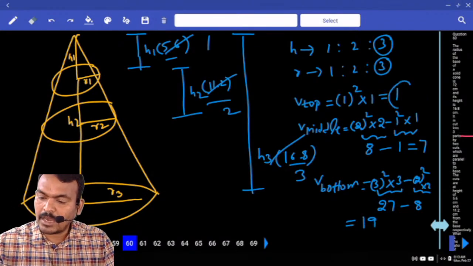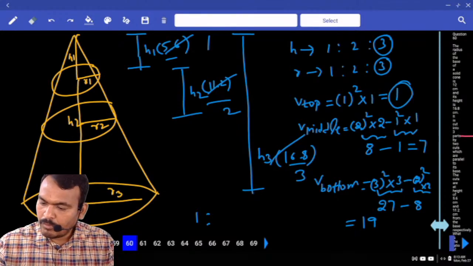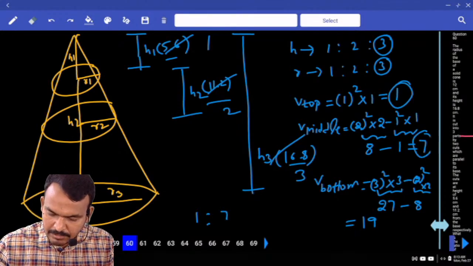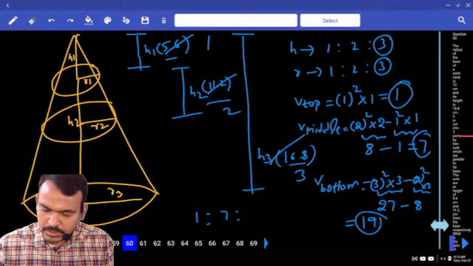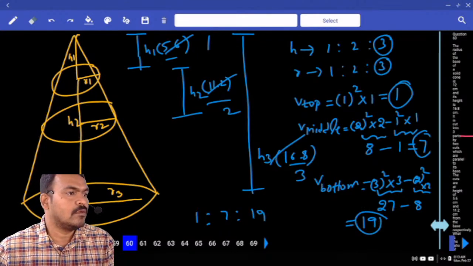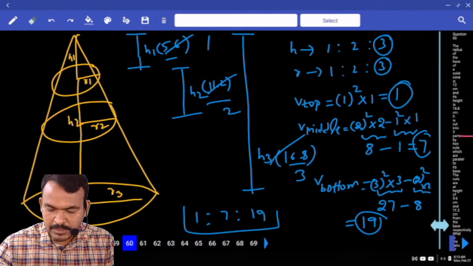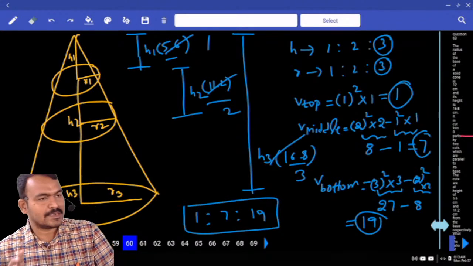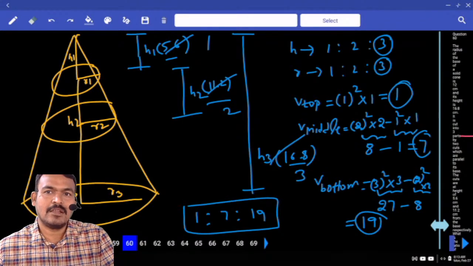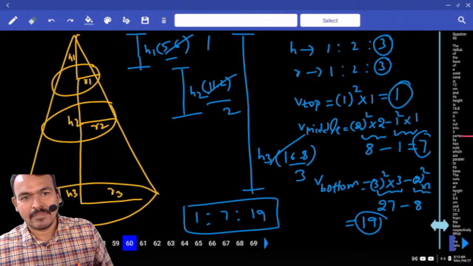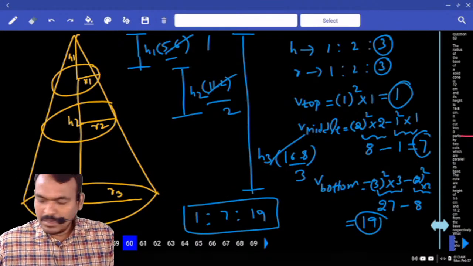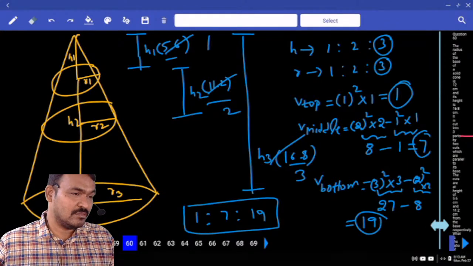Okay. What is the volume of the top portion? 1 part. Volume of the middle portion? 7 parts. Volume of the bottom portion? 19 parts. What is the ratio? 1:7:19. It is a tier 2 level question, not tier 1. SSC CHSL tier 2 question.